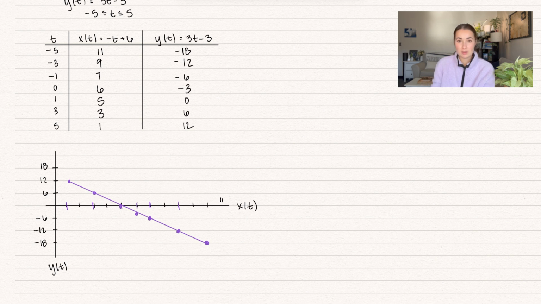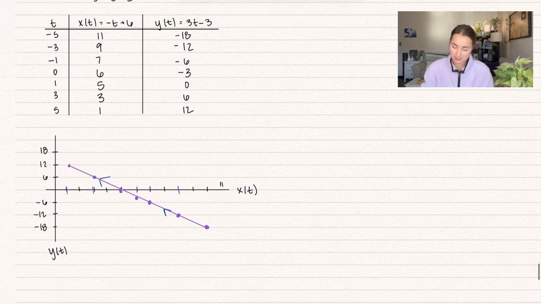Now this is where the orientation matters, because just by looking at this, you might think it goes down to the right, but it actually doesn't. We have to indicate the orientation because it's going to go in the opposite direction of what we think.